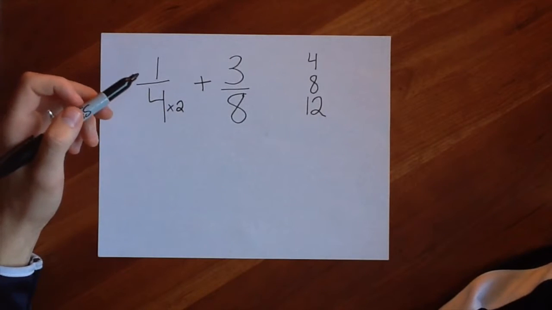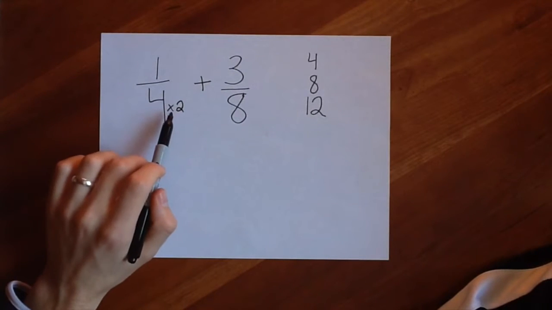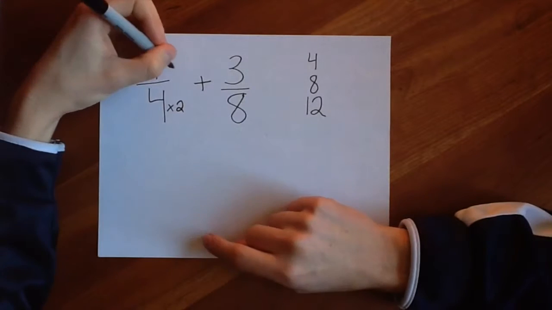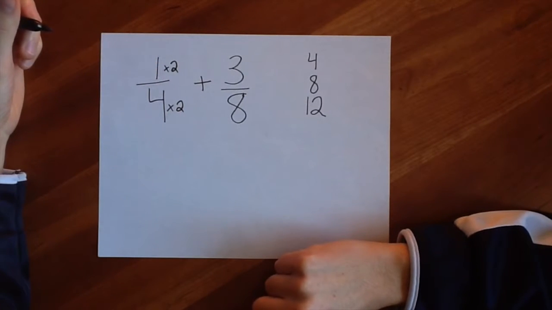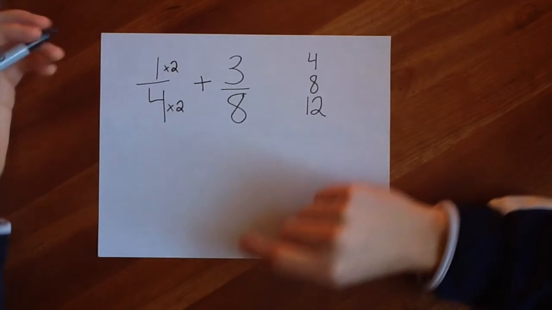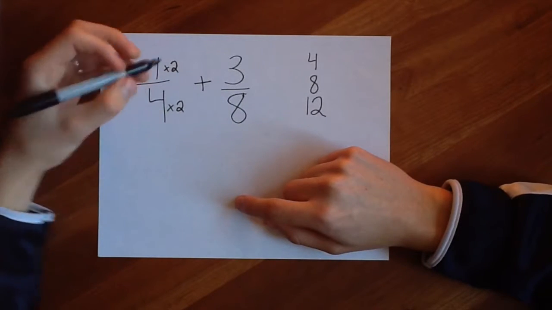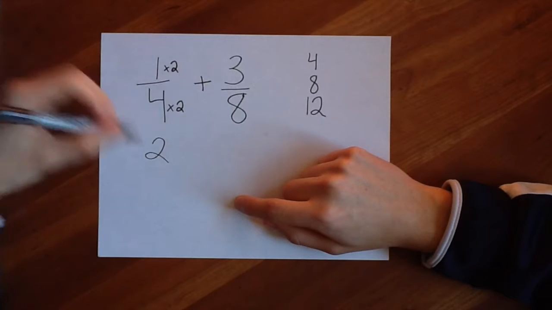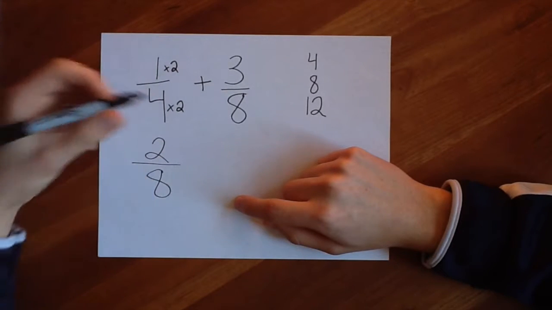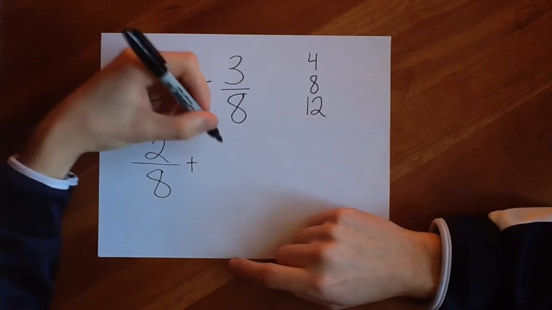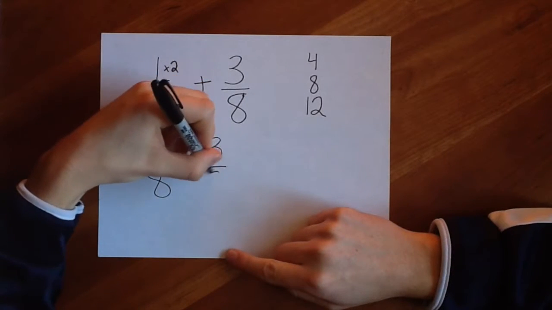We'll see more of this later, but what we do to the bottom, we have to do to the top. So we will multiply the top by 2 as well. Let's rewrite the problem down below. 1 times 2 is 2. 4 times 2 is 8. Plus 3/8.